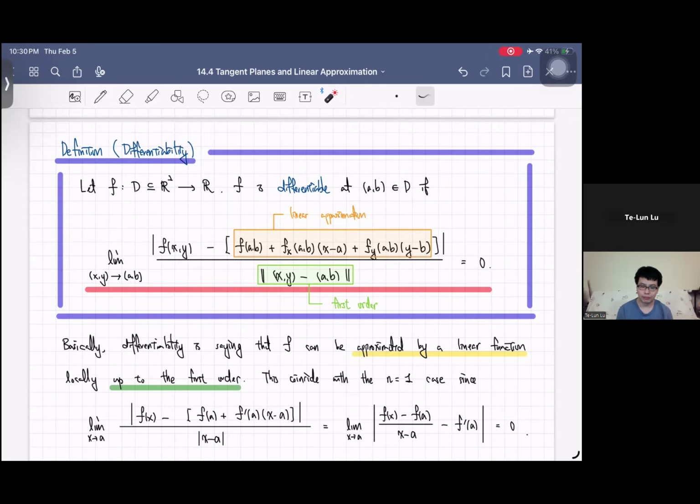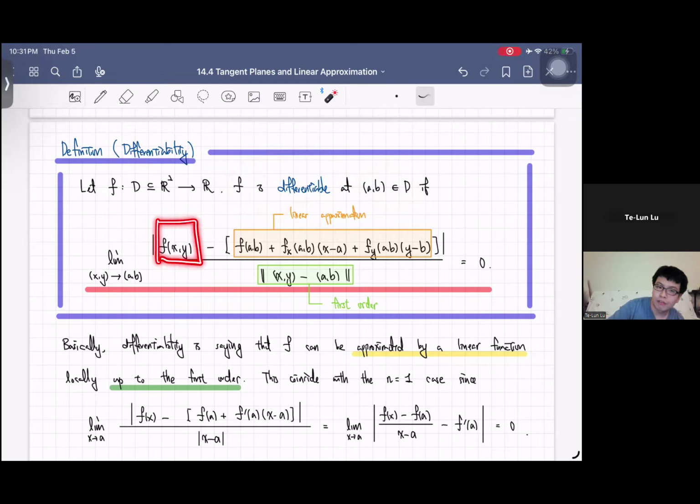So in this case, let me consider some function defined in some domain within the two-dimensional space. Obviously, you can define it for multi-dimensional functions, but let me first focus on the two-dimensional function because every dimension larger or equal to 2 satisfies the same definition. So we say that the function f is differentiable at the point AB, which obviously belongs to the domain, if this following limit is 0. So let us go through this really carefully.